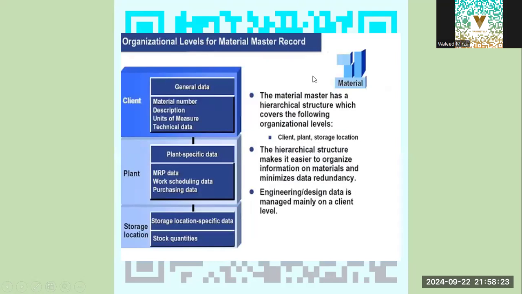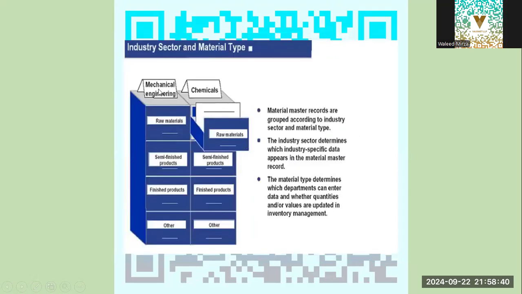So Material Master has three segments: the client level, the plant level, and the storage location level. At client level, you have material number, description, units of measure, technical data. At plant level, you have MRP data, work scheduling, purchasing data, and so on.